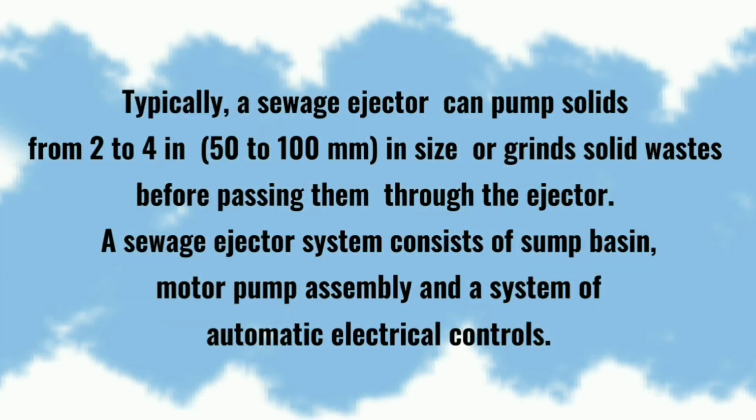Typically, a sewage ejector can pump solids from 2 to 4 inches in size or grind solid waste before passing them through the ejector. A sewage ejector system consists of a sump basin, a motor pump assembly, and a system of automatic electrical controls.